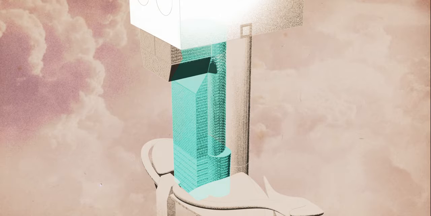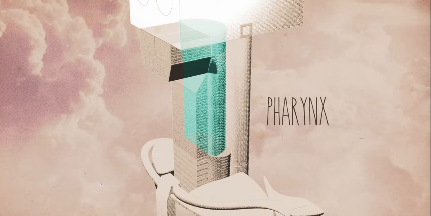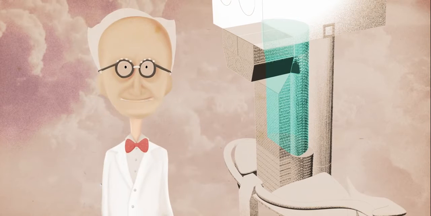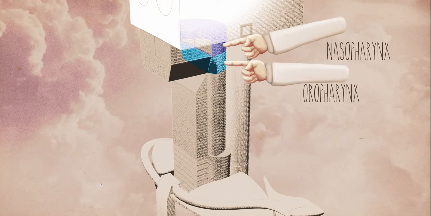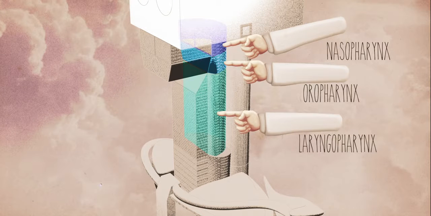The oral and nasal cavities are joined together posteriorly by the pharynx, this musculofascial half-cylinder. The pharynx is attached above to the skull, below to the esophagus, and anteriorly to the lateral walls of the nasal cavities, oral cavity, and larynx. Although this is a continuous structure, it can be divided into three parts: the nasopharynx, the oropharynx, and the laryngopharynx.